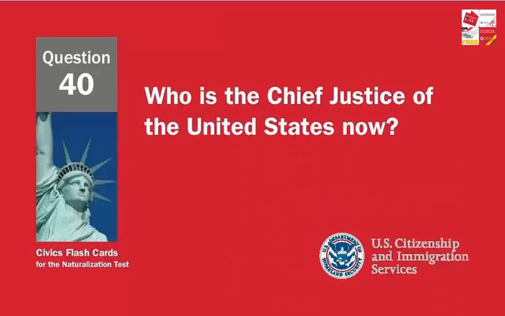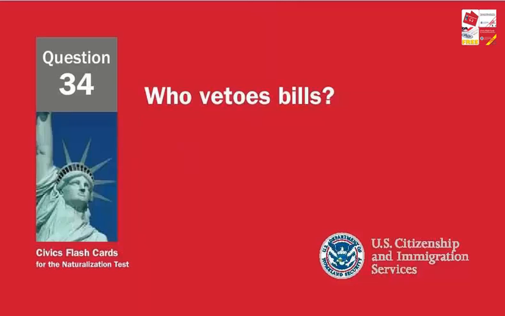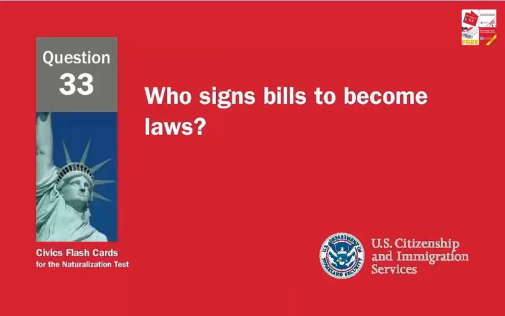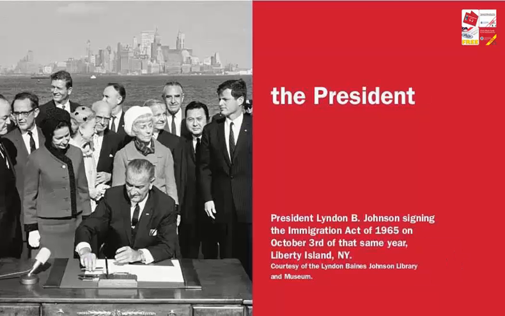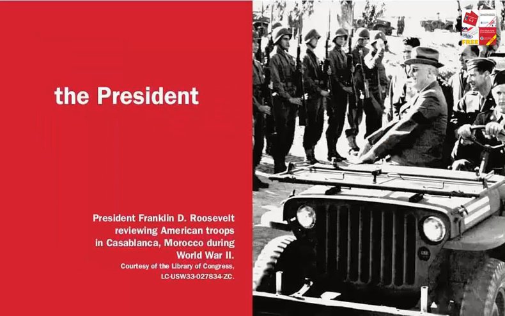Who is the Chief Justice of the United States now? John Roberts. John G. Roberts, Jr. Who vetoes bills? The President. Who signs bills to become laws? The President. Who is the Commander-in-Chief of the military? The President.